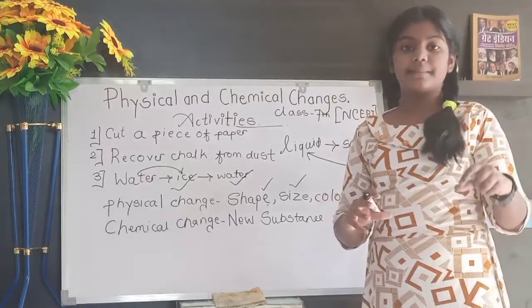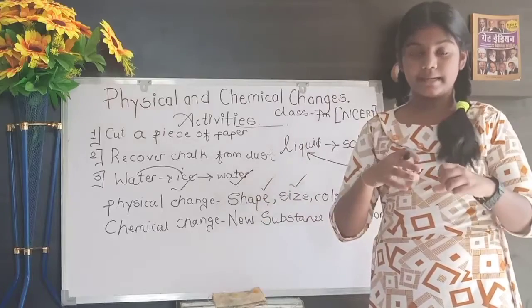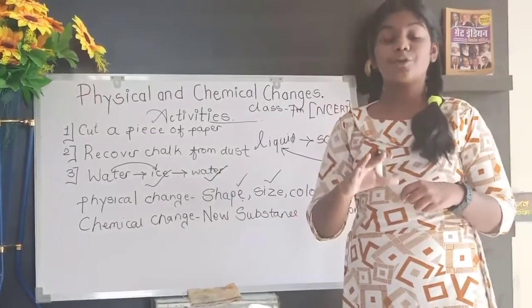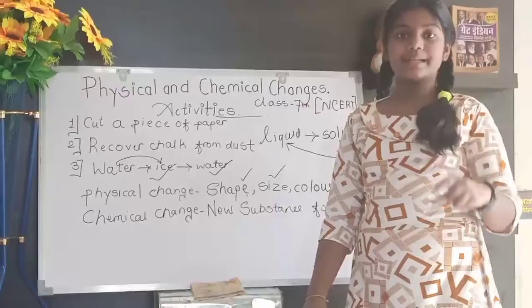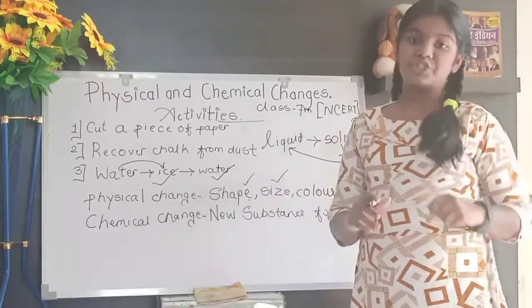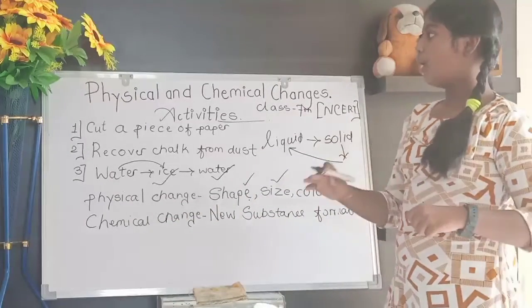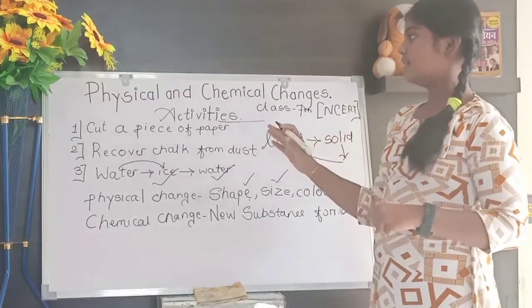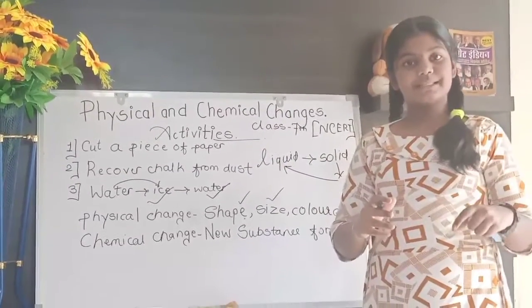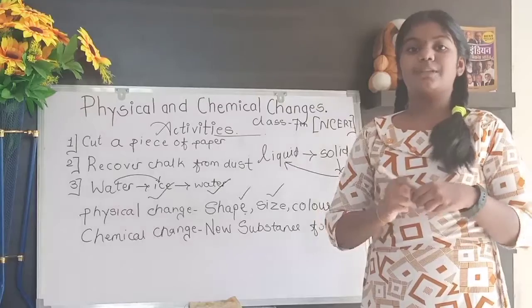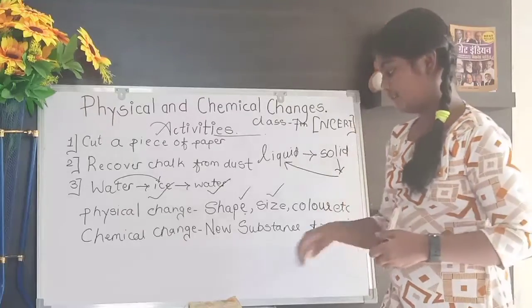So in the chemical change, two substances are added and a new substance is formed. So here we got what is chemical change and physical change, and their basic things and their features. So now we are going to move further.